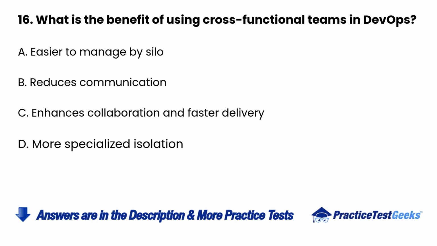16. What is the benefit of using cross-functional teams in DevOps? A. Easier to manage by silo. B. Reduces communication. C. Enhances collaboration and faster delivery. D. More specialized isolation.